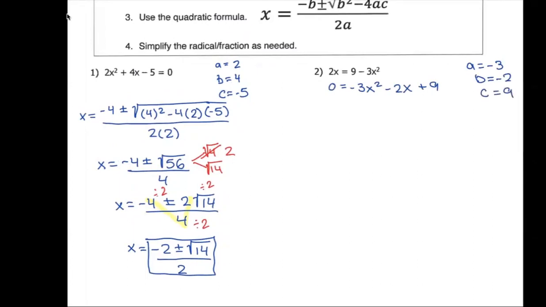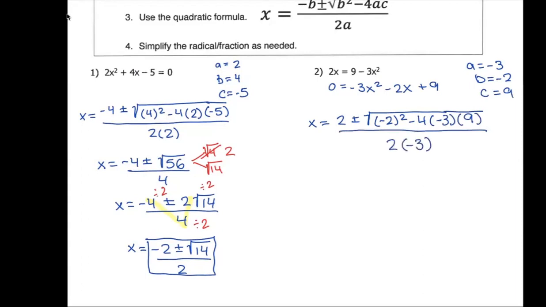You don't have to write A, B, and C out. I'm just doing it because I want your notes to have all the details. So x equals negative B. So negative 2 is positive 2. Plus or minus the square root. B squared, negative 2 squared in parentheses because it becomes a positive 4. Again, if you don't use the parentheses and you type in your calculator, it will say negative 4. You need to have the parentheses around negative 2 because all of negative 2 is being squared. Minus 4 times A times C. All divided by 2A. 2 times negative 3.